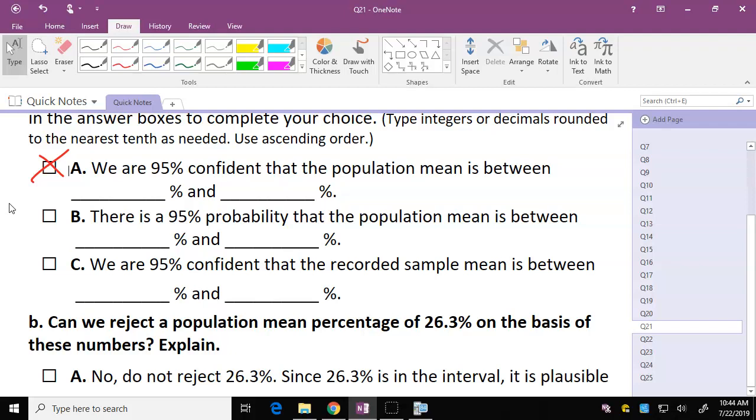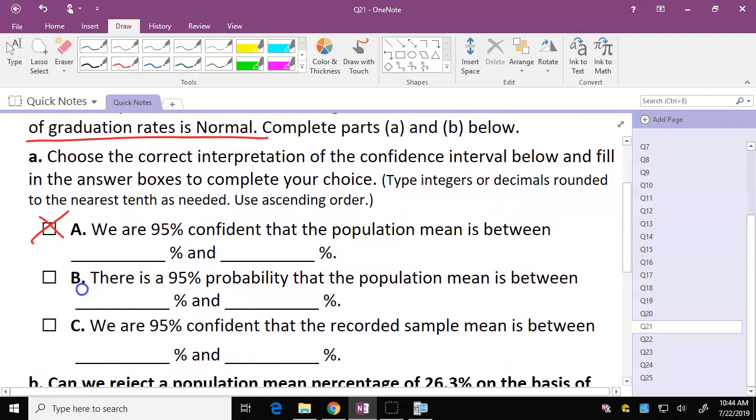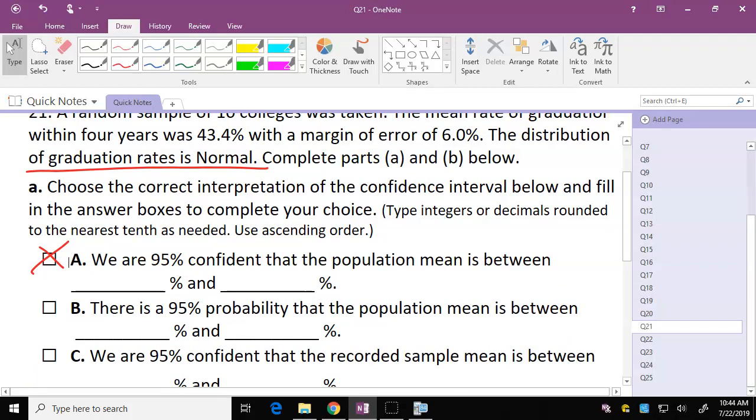Since we know it's A, we have to fill in. So we're between what two values? How did you get 37.4? I got 43.4 minus 6. You got it. Take your percentage minus the error, and that will give you the lower value. What's the higher value going to be? 49.4, because we take that 43.4 and add the 6% to it. There you go. So somewhere between here is our population mean.